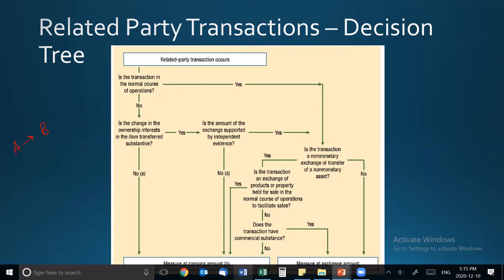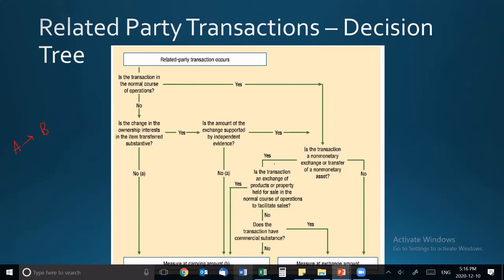Is the transaction a non-monetary exchange or transfer of a non-monetary asset? So is there no cash involved? So maybe company A gave a product to company B in exchange for another product that company B gives to company A. That would be a non-monetary transaction. Okay, so if the answer is no, this is not a non-monetary transaction, this was a cash transaction, then we would measure at the exchange amount.